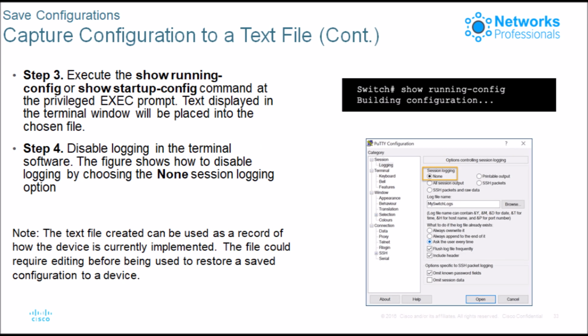Step 3. Execute the show running-config command, or the show startup-config command at the privileged exec prompt. Text displayed in the terminal window is then placed in the chosen file. Step 4. Disable logging in the terminal software. The figure shows how to disable logging by choosing the None session logging option. The text file created can be used as a record of how the device is currently implemented. The file might need to be edited before being used to restore a saved configuration.